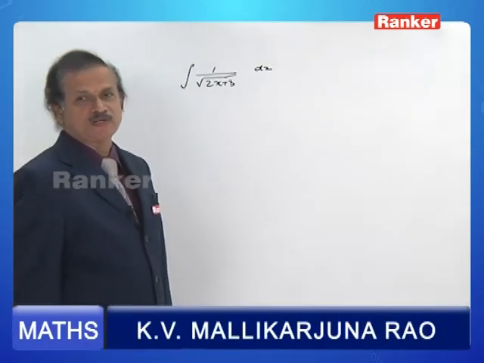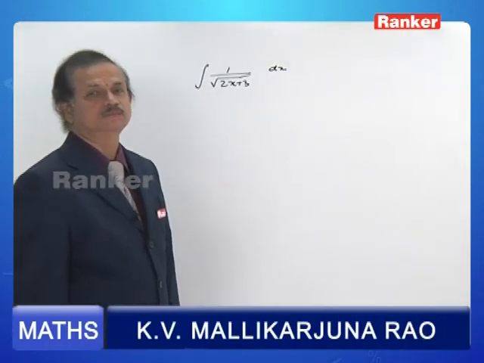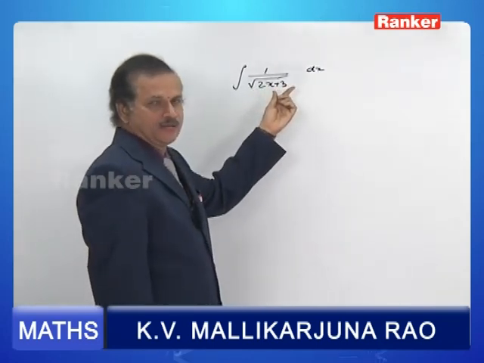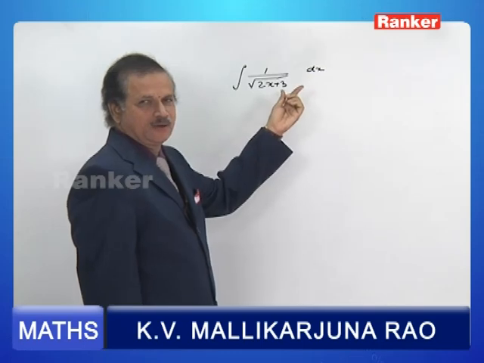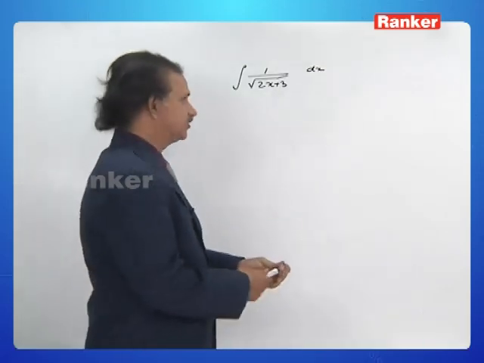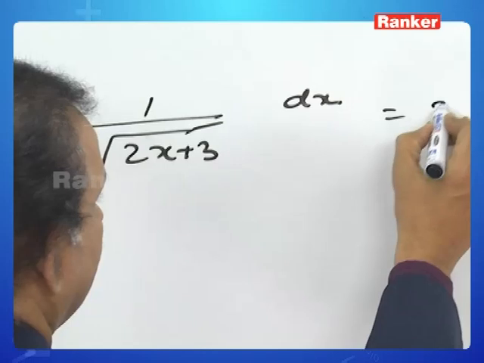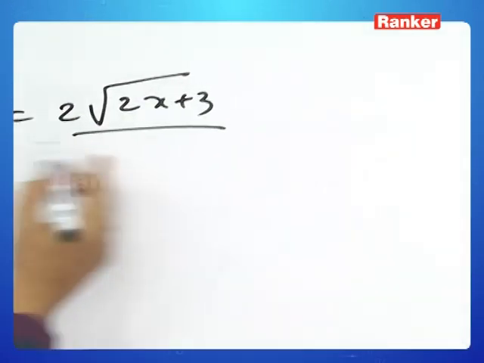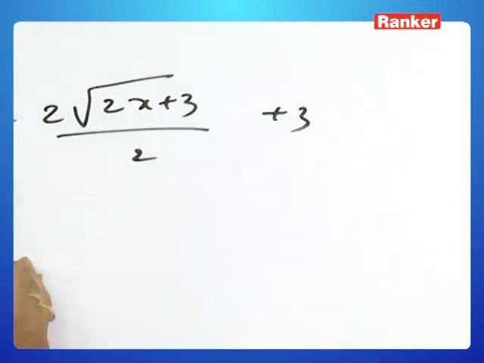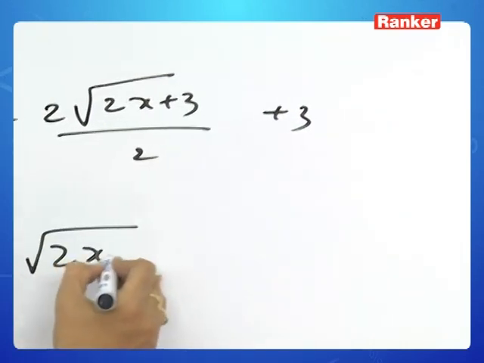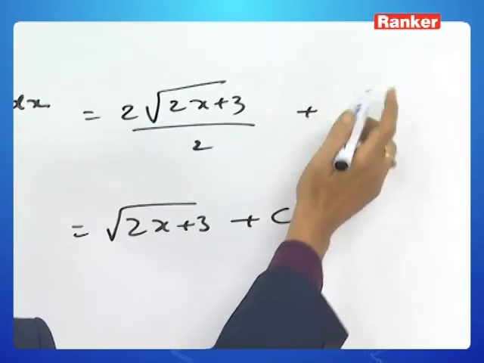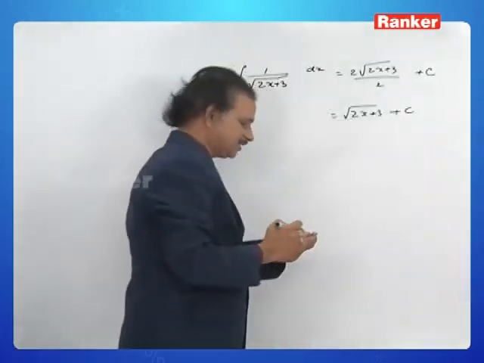Integral of 1 by root of 2x plus 3. This is a first degree expression. It could take the shape of 1 by root x. We know that the integral of 1 by root x is 2 root x. Therefore, it is 2 root 2x plus 3, divided by its derivative, which is 2. Hence, the answer is root of 2x plus 3 plus c.